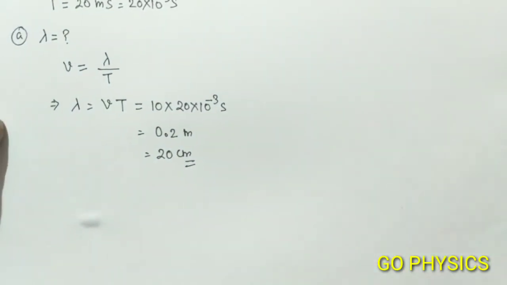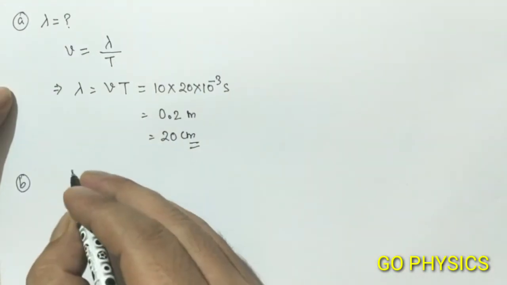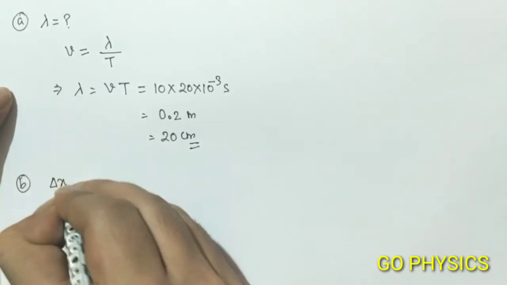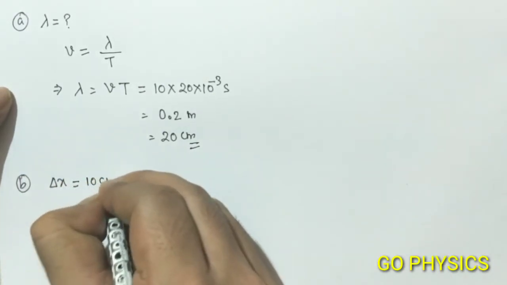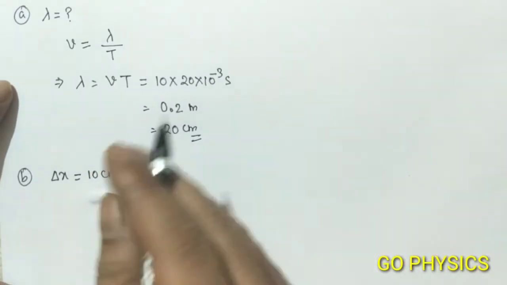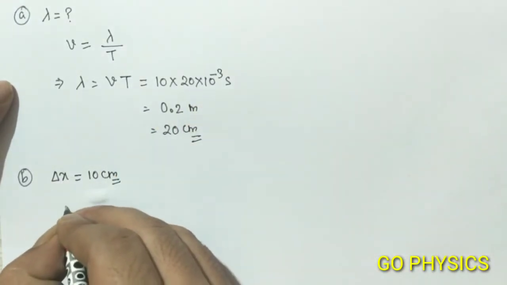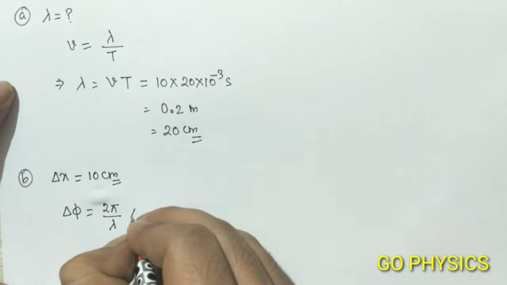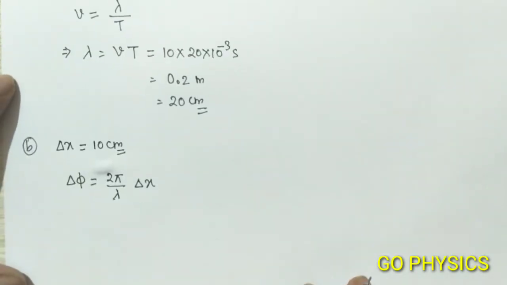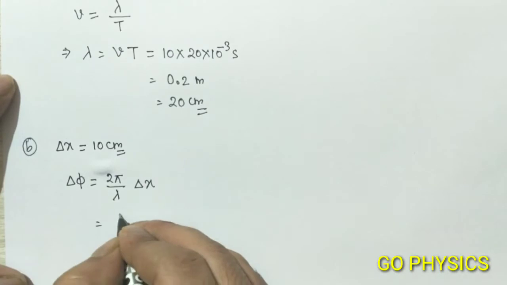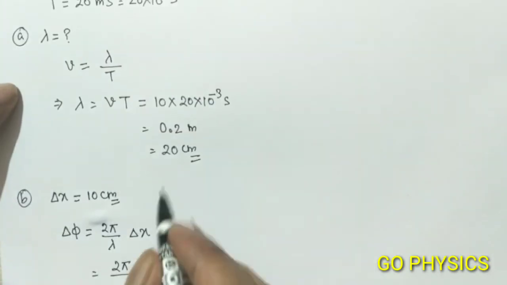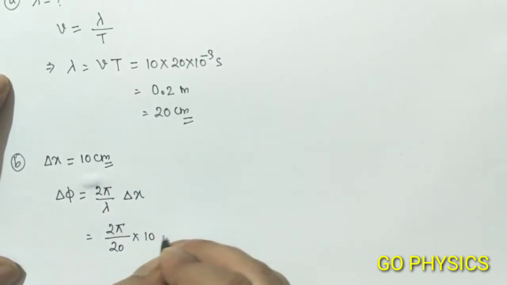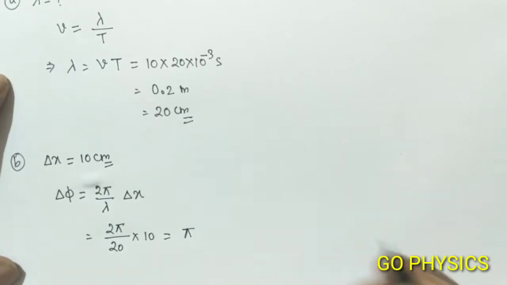Now see the second part, B part of the question. In the B part, the path difference between the two particles is 10 centimeter. That is delta x is given as 10 centimeter. Now as we know, the relation between phase difference and path difference is that phase difference is equal to 2 pi by lambda multiplied by the path difference. Now substitute all the values here. So 2 pi by lambda, and the value of lambda is 20 centimeter, into path difference, which is given as 10 centimeter. So from here it will come out as pi.